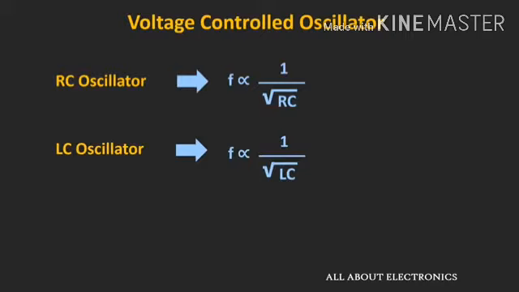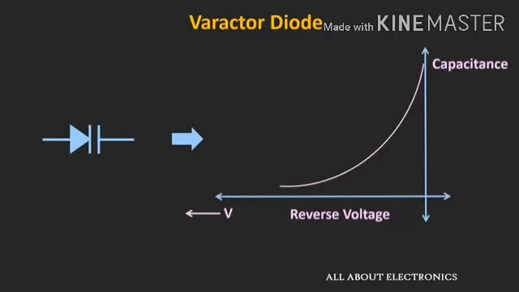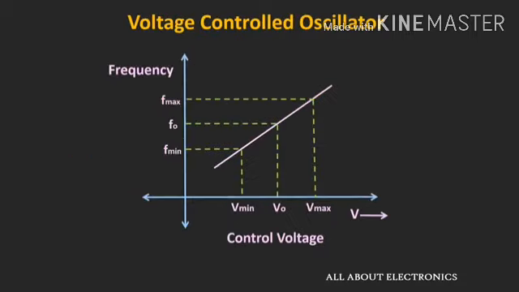Now for any type of RC or LC oscillator, the frequency is proportional to 1 divided by square root of C. And for the varactor diode, as we increase the voltage, the capacitance of the diode will reduce. That means as we increase the control voltage, the frequency of oscillation will increase. As shown in the figure, this F0 is the nominal frequency when the control voltage is equal to V0. So when we change the voltage from V minimum to V maximum, the frequency of oscillation will change from F minimum to F maximum.